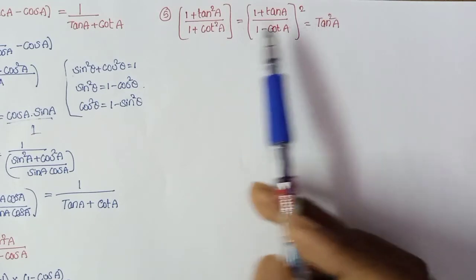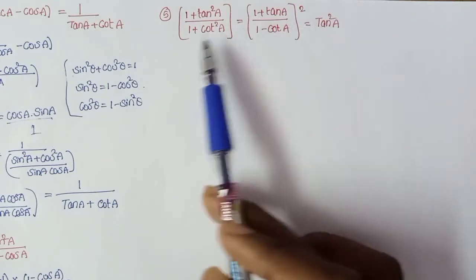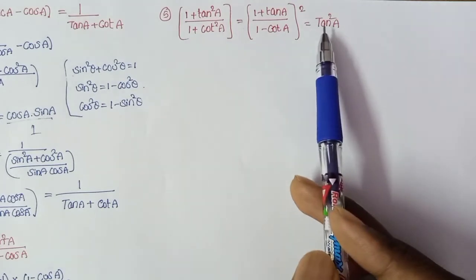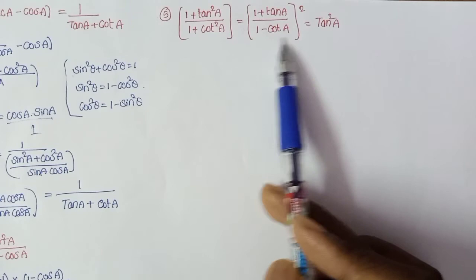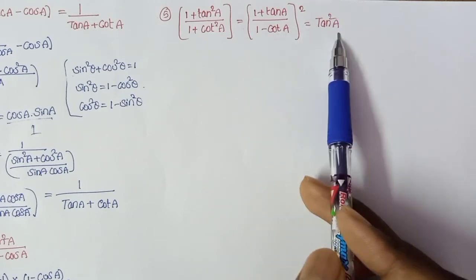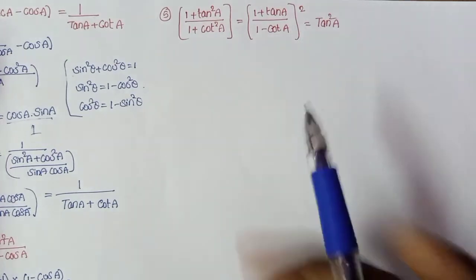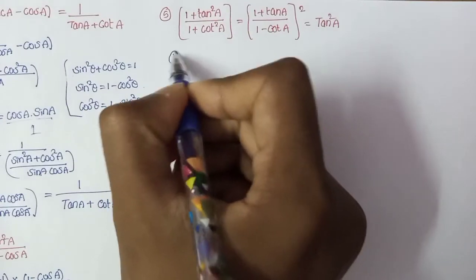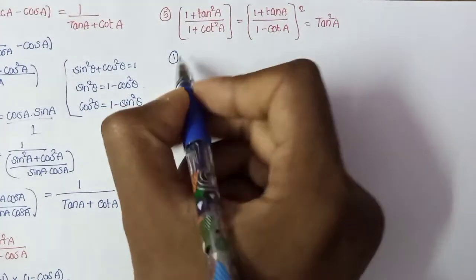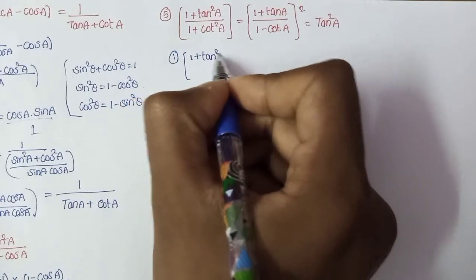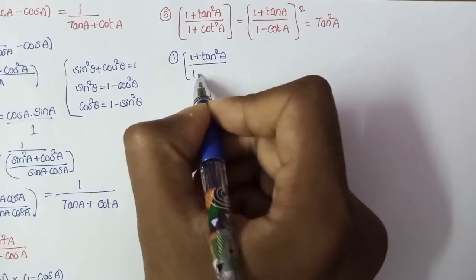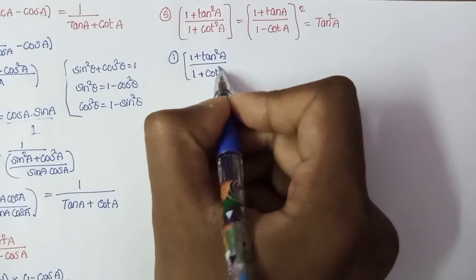So what we do here is, we will take these two terms, we'll take this term and show which is equal to tan square A. In the next step, we'll take this term and show this is equal to tan square A. So in the first part of this question, we'll take this term, that is 1 plus tan square A divided by 1 plus cot square A.